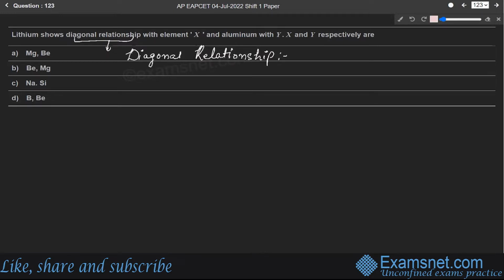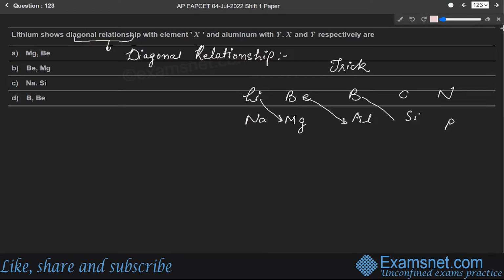I can even tell you one trick to remember. Just listen to this. There's lithium, beryllium, boron, carbon, nitrogen. Write this. And then you can write sodium, magnesium, aluminium, silicon, and phosphorus. I have written period 2 and period 3. So what is the trick? Just match the columns: lithium, magnesium, beryllium, aluminium, boron, silicon, carbon, phosphorus.